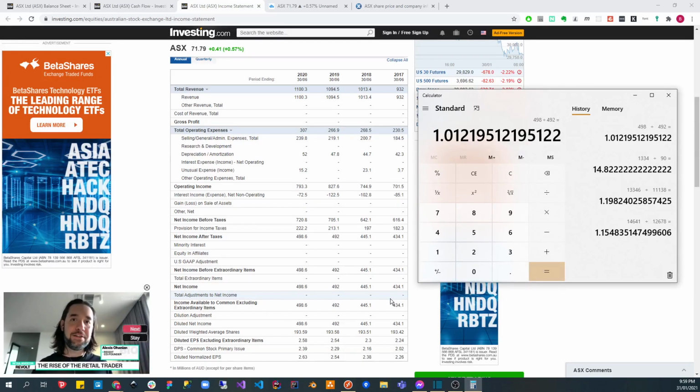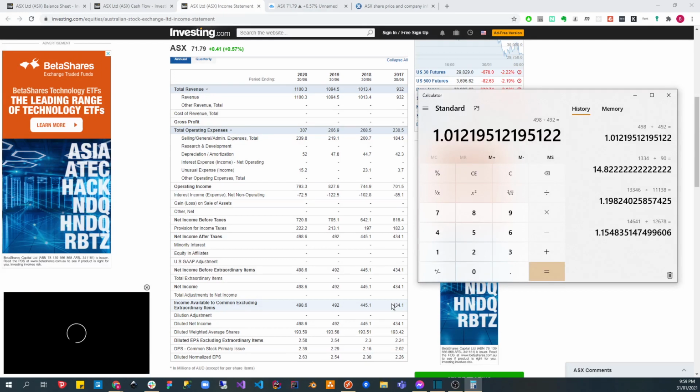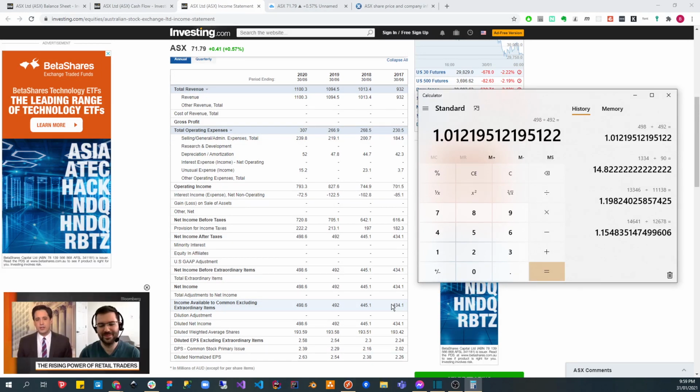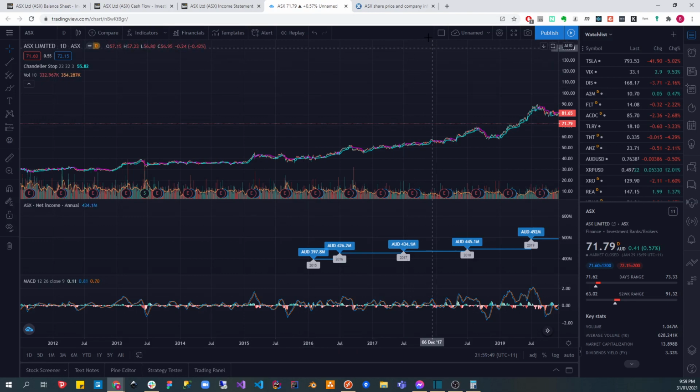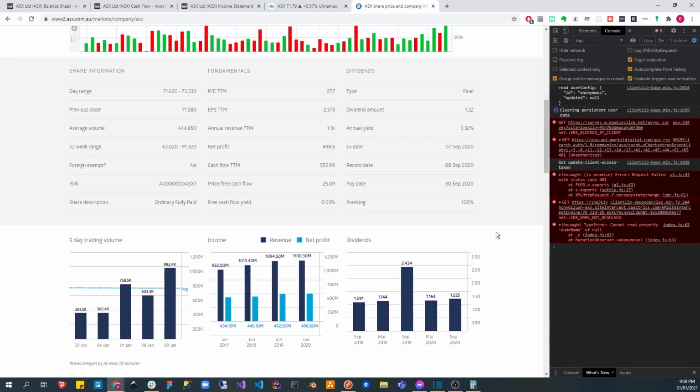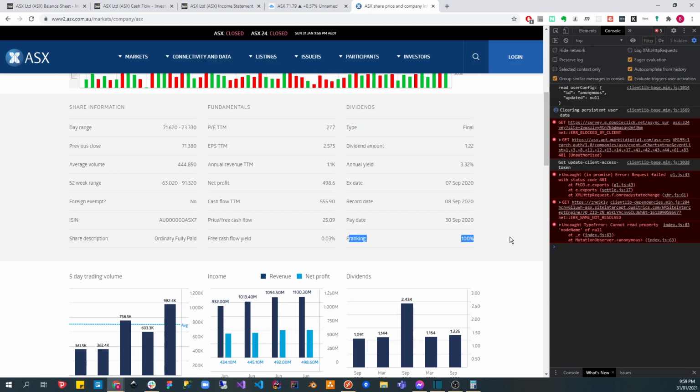At the moment, I think there's still a lot of potential for it. Let's have a look at the chart, see where it is. And obviously, because it's a quick take, we can't go more in depth than this really, because of time constraint and all of that. But let's have a look at the chart to see what the story is like. Actually, firstly, before that, 100% franking, that's good. Annual yield of 3.32%, so that's also good.